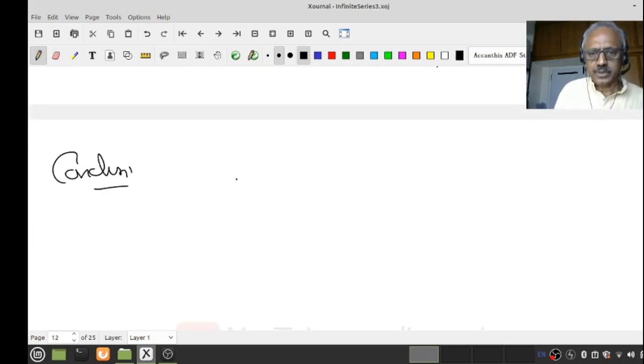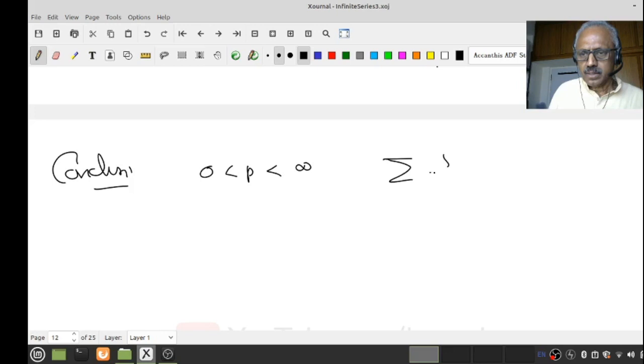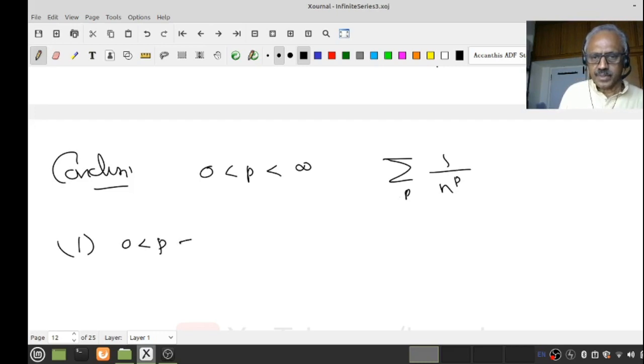In conclusion, let 0 less than p less than infinity, and look at the harmonic P-series 1 upon n to the power p. Then, one, if 0 less than p less than or equal to 1, the harmonic P-series is divergent.